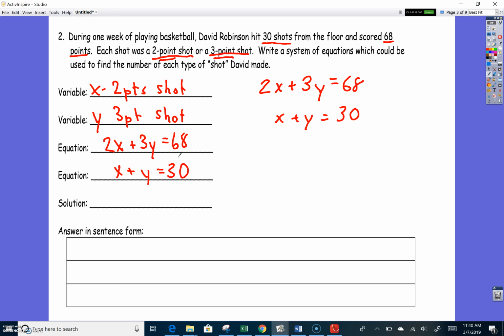All right, go ahead and use your calculator, see what you got. You should have gotten 22 and 8. Meaning David made 22 2-point shots and 8 3-point shots.